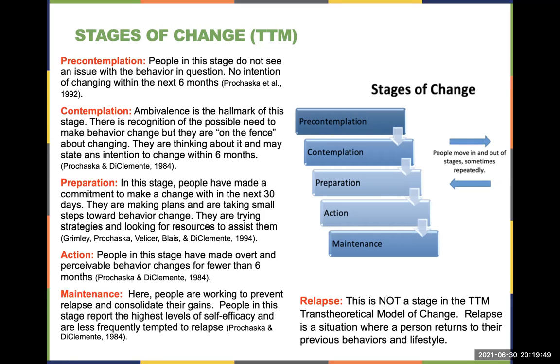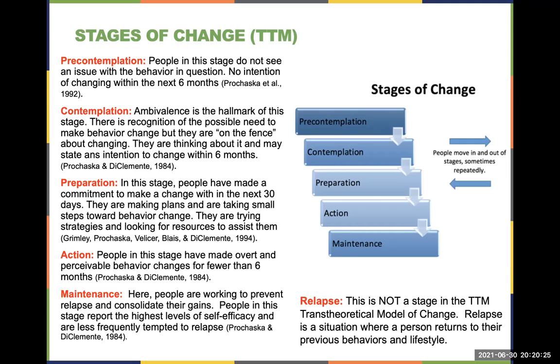Okay, I get it. And so remember on the circle, the way you were taught, relapse usually is shown off the circle, isn't it? And there's usually a little arrow going back to pre-contemplation. But I never liked that model, the circle model. It makes it seem like a cycle more than a stage of change. This makes it more clear.